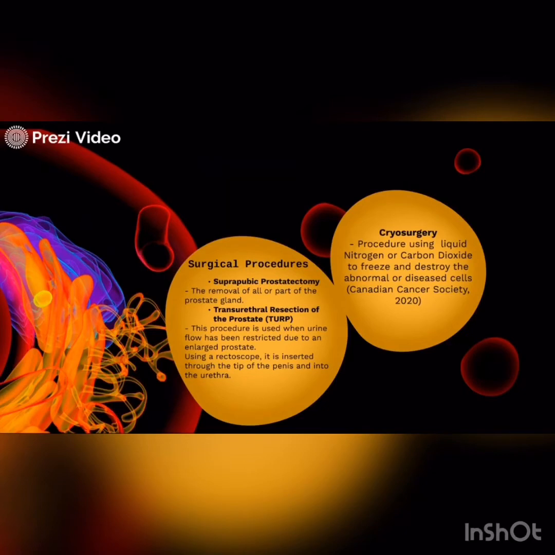And a couple surgical procedures we found were suprapubic prostatectomy, which is the removal of all or part of the prostate gland, as well as transurethral resection of the prostate, which is a procedure that is used if the urine flow has become restricted due to the client or patient having an enlarged prostate. Using a rectoscope, it is inserted through the tip of the penis and into the urethra, allowing for urine to flow.